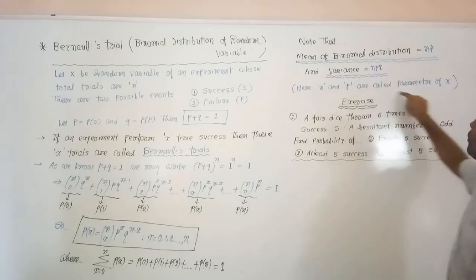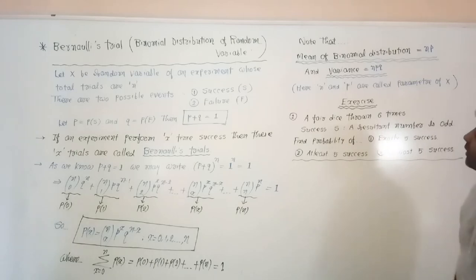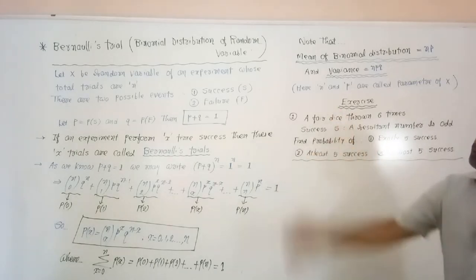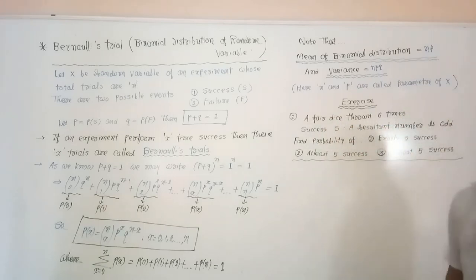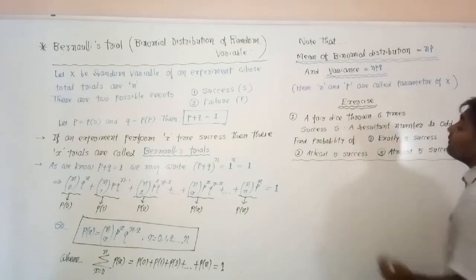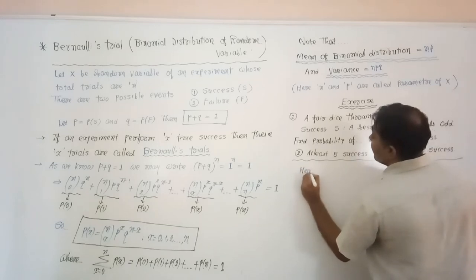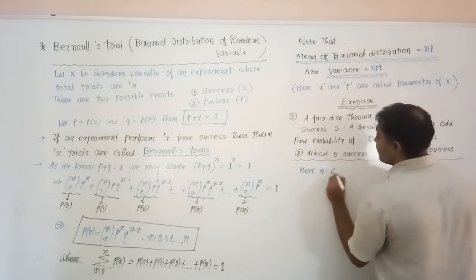Before that, n and p are also called parameters of x. Now see the first question related to this Bernoulli's trial. A fair die is thrown 6 times. 6 times means n is equal to 6. See here, n is 6.